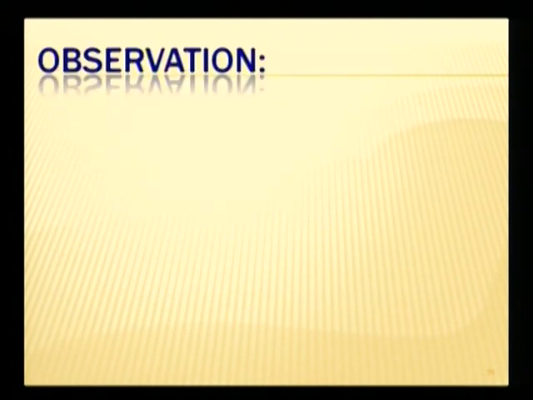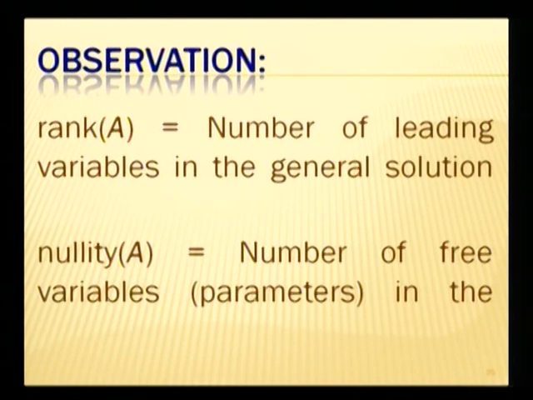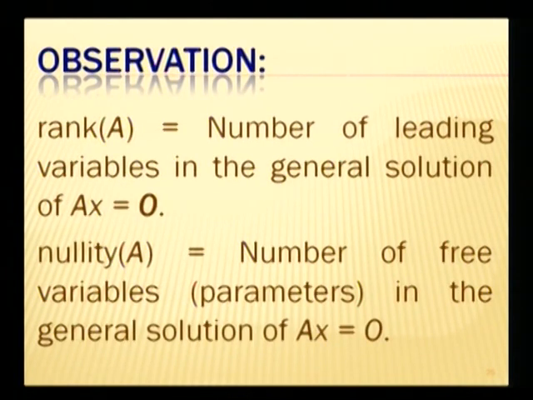Now, another observation we have from this: we have taken x1 and x2 as the leading variables. So we have 2 leading variables in the general solution of Ax equals 0, and we obtain that the rank of A is also 2. So from that we can say that the rank of A is the number of leading variables in the general solution of Ax equals 0.